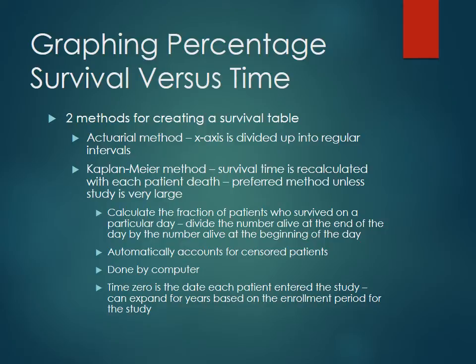Again, very frequently these curves are done by computer, not by hand. And essentially what you're doing is, at the beginning of each day, you take the number of patients alive at the end of the day divided by the total number alive at the beginning of the day. And you see how these curves have a stepwise approach to them as patients start to die off throughout the period.